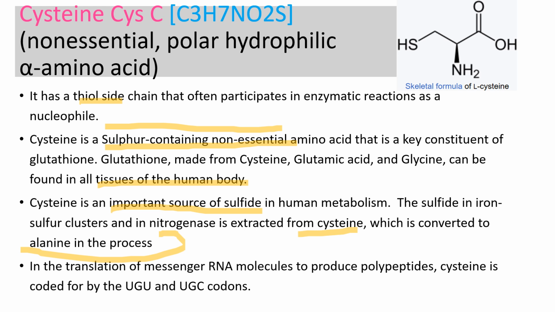Alright, so cysteine, remember it's non-essential, it is polar, it is hydrophilic, alpha amino acid, right? It has a side chain of thiol, right? It is sulfur containing, very important for nitrogenase extraction from cysteine, right? So that is important, which is in the end converted into alanine, right? And in the translation of messenger RNA molecules to produce polypeptide, cysteine is coded for by UGU and UGC codons, right?